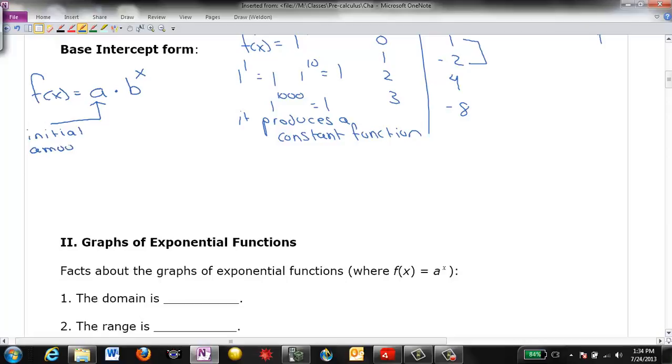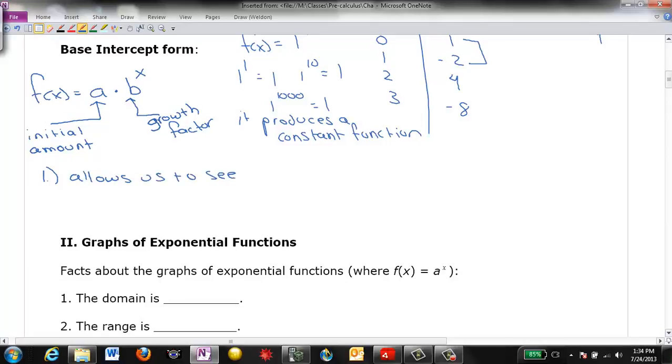If we're analyzing a population, this would be our initial population. For instance, if we're analyzing a population of rabbits, this would tell me how many rabbits I'm starting with. B represents our growth factor. This tells me how fast my population is growing. If I were doubling my population every week, then we would have a growth factor of 2. If we were halving our population, or cutting our population in half every week, we would have a growth factor of 1/2.